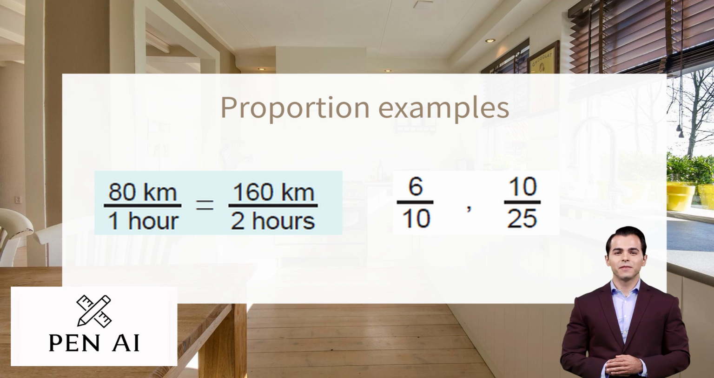Another example. 6 divided by 10, and 10 divided by 25. Is this a proportion? The answer is no, because the product of the extremes equals 150, which does not equal the product of the means that equals 100.